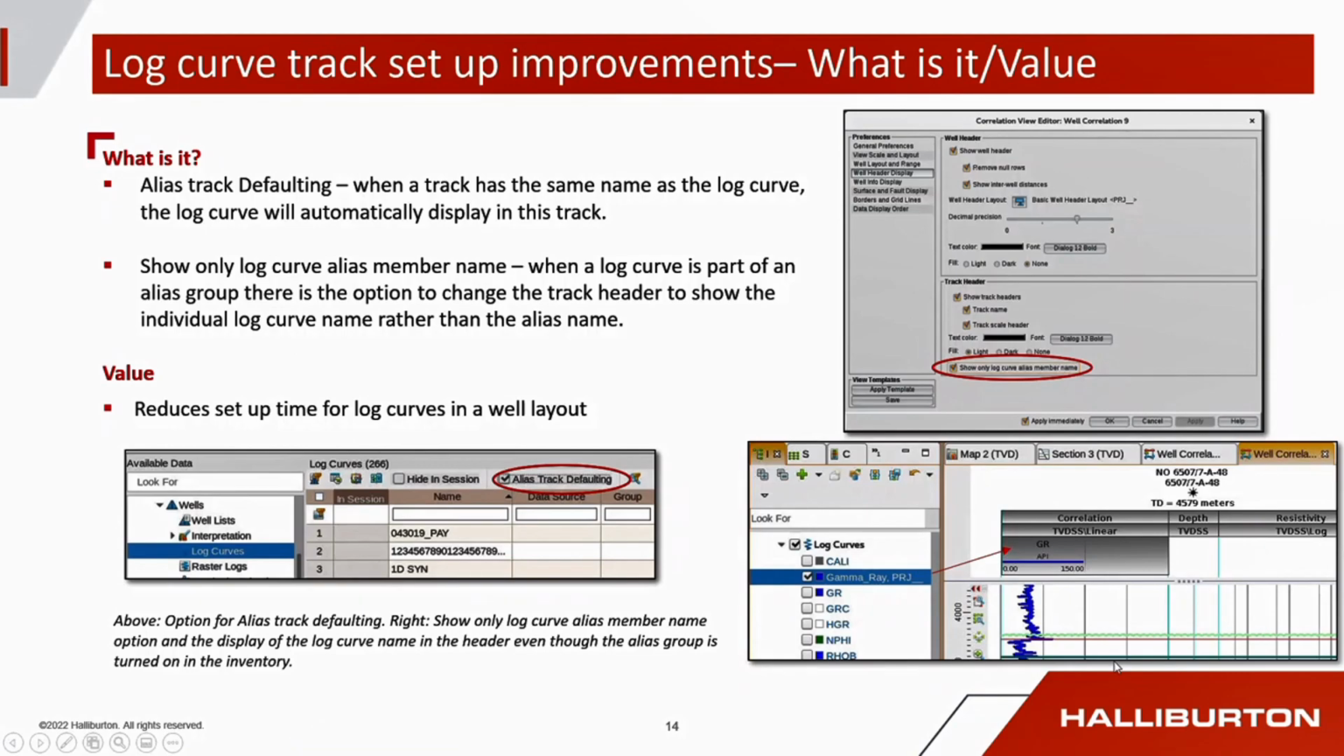So I'll go through a couple of the other improvements that have been made. In the log curve functionality, we've made some improvements to reduce the time to set up log curves in a well layout. This includes alias track defaulting, where the track has the same name as the log curve, then the log curve will automatically display in the track. The other option, to show only the log curve alias member name, ensures that when a log curve is part of an alias group, the track header will show the individual log curve name rather than the alias name when the group is turned on in the inventory.